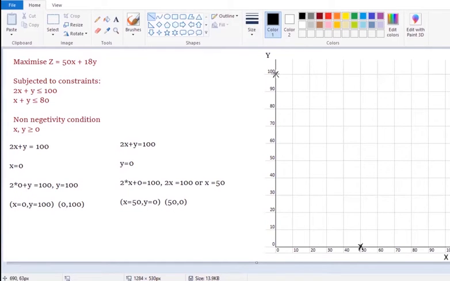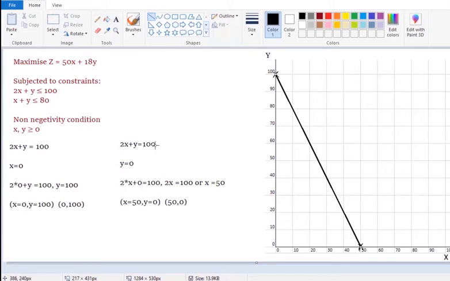This is 0, 100, and this is 50, 0. Okay. So I have drawn the first line. So this line represents what? This line represents the constraint equation 2x plus y equal to 100. So this is how we draw the line.